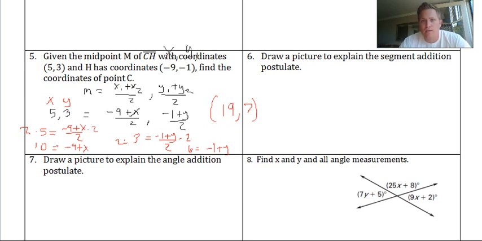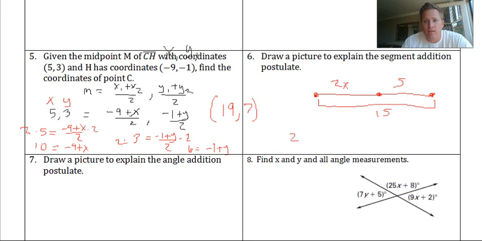Alright, and then the next one says, draw a picture to explain the segment addition postulate. Okay, so again, segment looks like this. And all we're going to do is, if we have, say, another point that we have right here, if we were told that this was 2x, this was 5, and the whole thing was, say, 15, well, we know when we take these two segments and add them together, this 2x plus 5, it's going to equal the total thing, which is 15. And that's how we can solve for it.